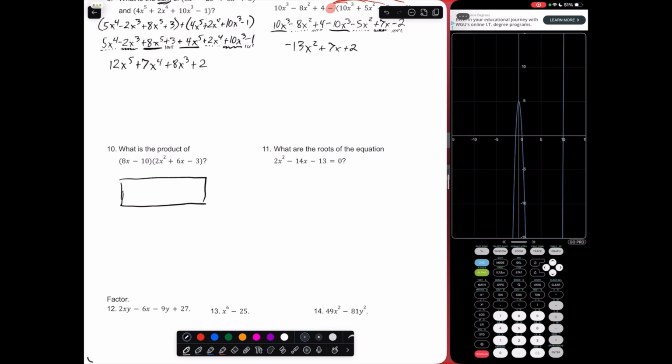Punnett rectangle. So I have 2 by 3 terms. So do 8x minus 10, 2x squared plus 6x minus 3, and then just fill in blocks. So 8x times 2x. We'll put 1s here to remind us. 8 times 2 is 16. When we're multiplying terms, we add the exponents. So that would be x cubed.